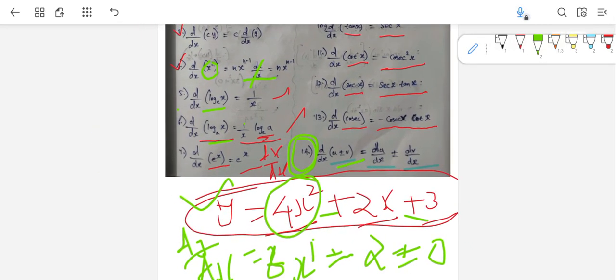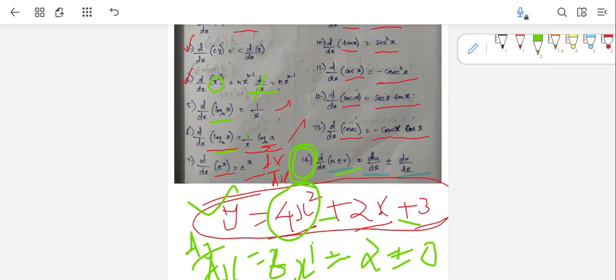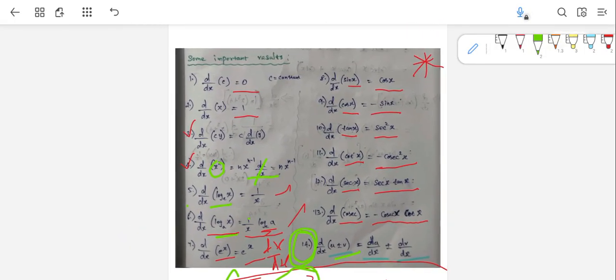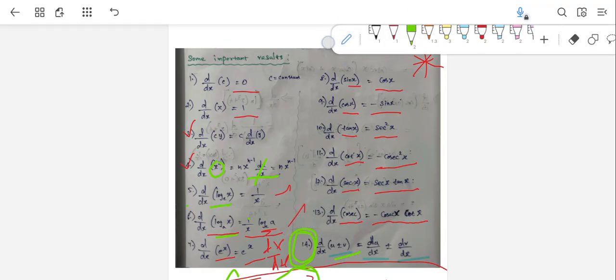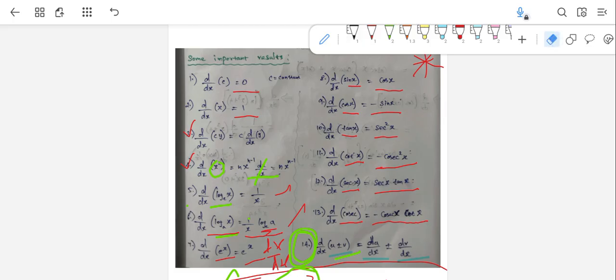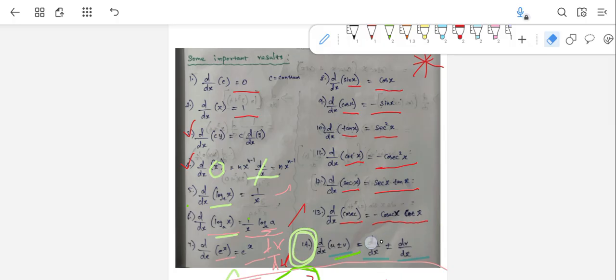Before explaining that formula, I have just explained it by the example. So this is it, guys. This formula or standard result, whatever you call it, you need to remember all of this. So make sure you write and keep this.